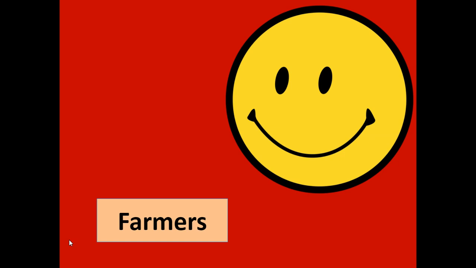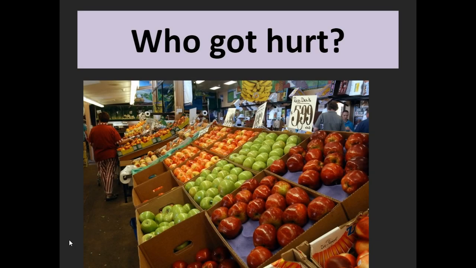So farmers are a little more happy because of these tariffs, but who got hurt? American consumers. Basically, all the food they wanted that was sold from everywhere around the world now massively went up in price, and that hurt American consumers, absolutely.